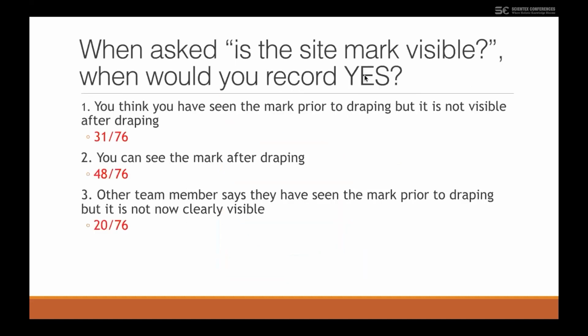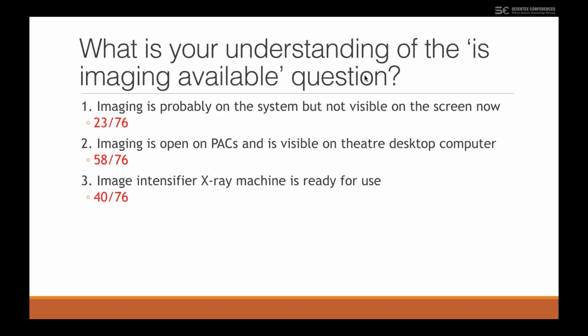This is one of the survey questions. When would people record yes when asked, is the site mark visible? The answers clearly show that there is different understanding of the question. More importantly, there is 20 out of 76 people who would answer yes to the question based on other team members seeing the mark prior to draping. And this is an example of potential human factor error. Again, this is another survey question, and the answers show that people have different interpretations to these questions.